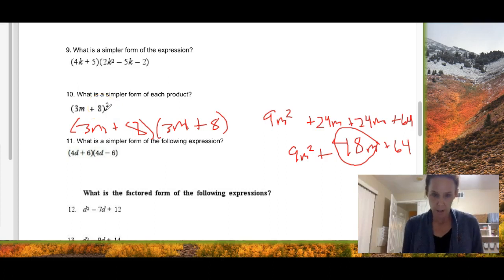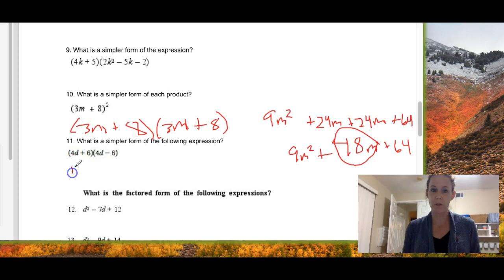All right, let's go on to number 11. What's a simpler form of this expression? Once again, if you look here, this is the difference of 2. These are conjugates. You're going to have a 4d plus 6 and a 4d minus 6. Let's FOIL it and see what happens.